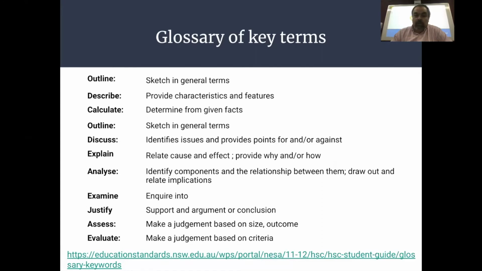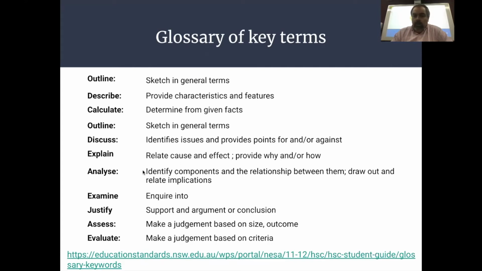So let's have a look at some of the major ones, starting with discuss. If you're looking at past HSC questions, discuss is used quite often in economics. It looks at issues and you're providing points for and or against. Students typically ask, do I need to look at both advantages and disadvantages? The simple answer is no, but a better answer that demonstrates better understanding would be looking at both advantages and disadvantages, so the for and against arguments given to a particular topic.